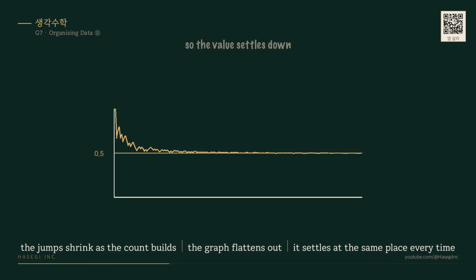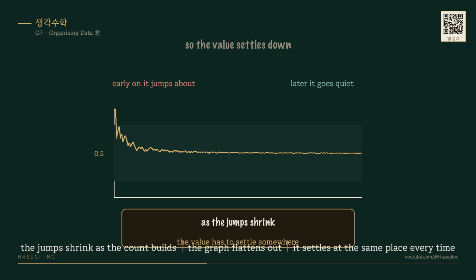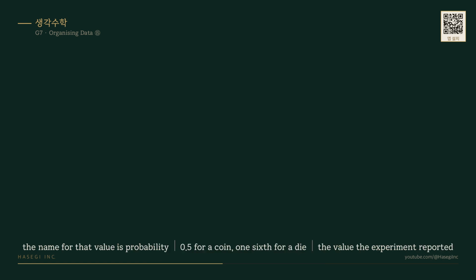Early on, it jumps about with every toss, but as the count builds, the jumps shrink and the graph flattens out. Once the jumps are small, the value has nowhere to go but to settle. And when you actually run it, it settles at the same place every time. The name we give that value is the probability.